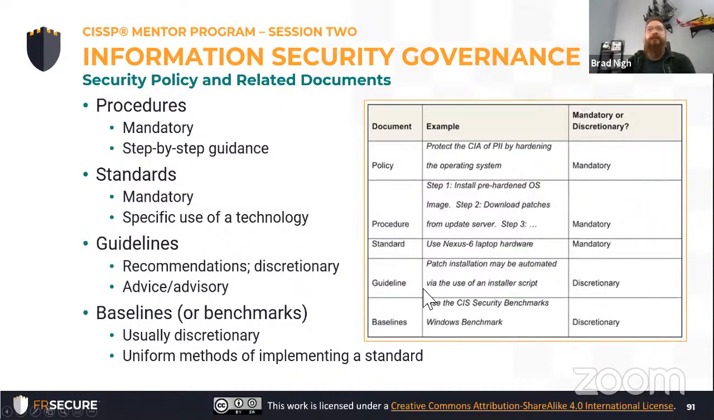So again, guideline, I don't have to follow it, but maybe it's best practice and I recommend it. But if you don't want to follow it, don't follow it. Make your life harder. That's fine with me.